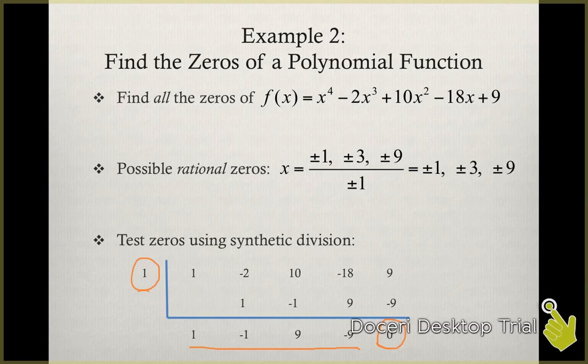Well, the cubic isn't something that I'm very good at factoring yet, so I'm going to continue to test numbers using that reduced polynomial.